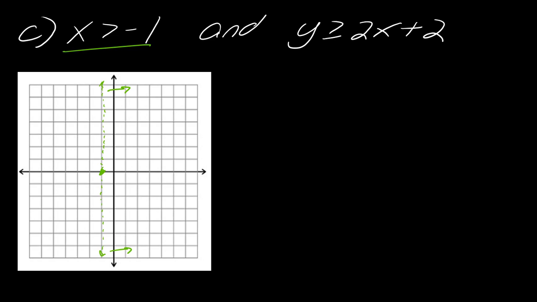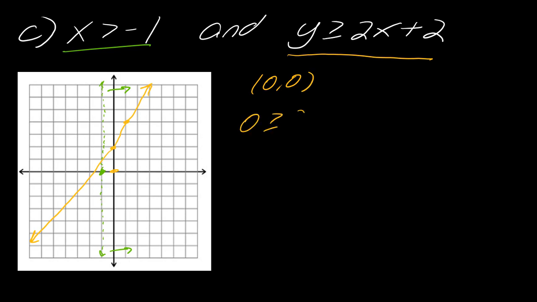Okay, so now moving on to the other line. So this one's already in slope-intercept form, which is nice. So I've got my y-intercept of 2, and then I've got a slope of 2, so I'll go up 2 over 1. And this one's going to require a solid line. So now I just have to figure out which side of this do I want to shade. So starting with 0, 0 as my test point. So I'm just going to plug this in.